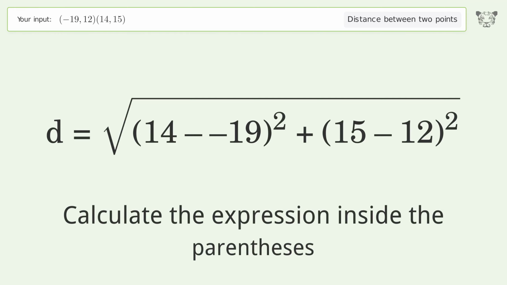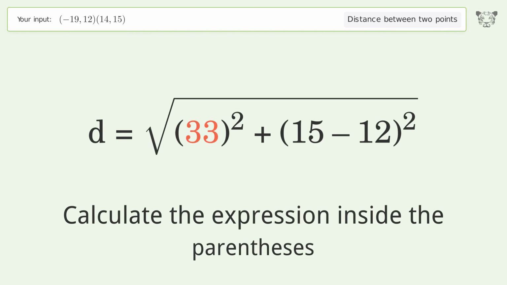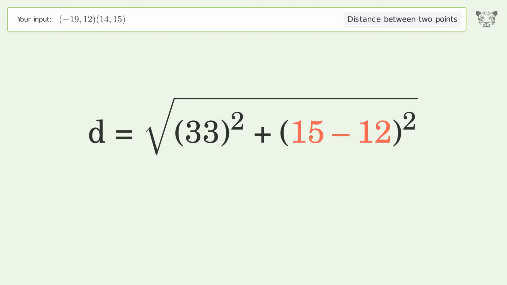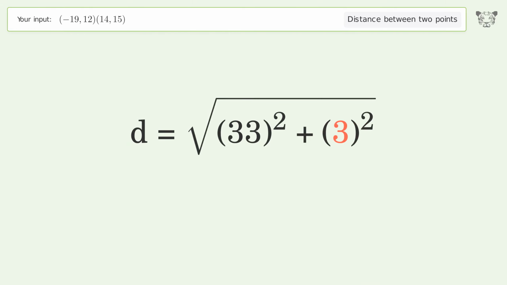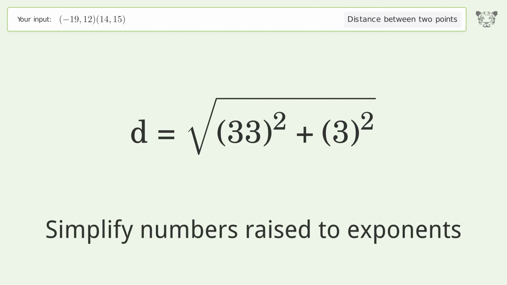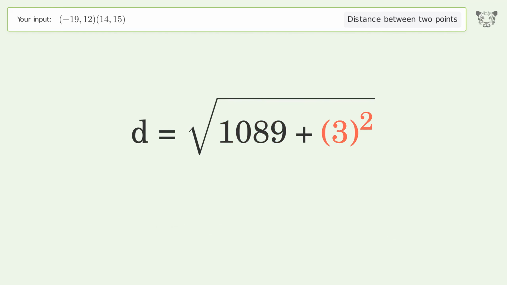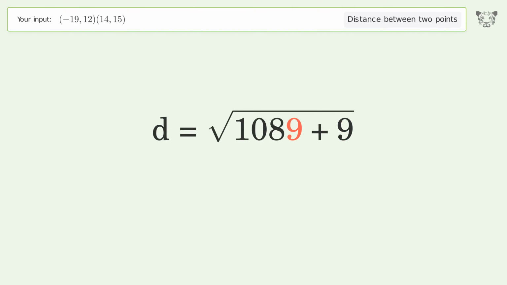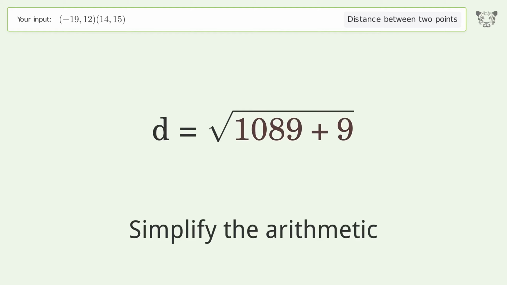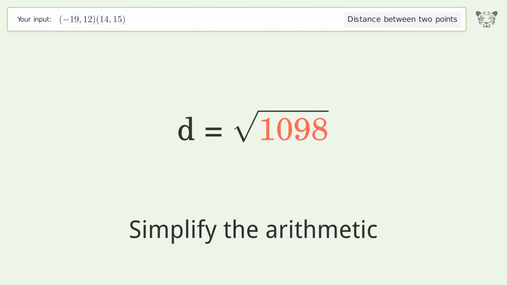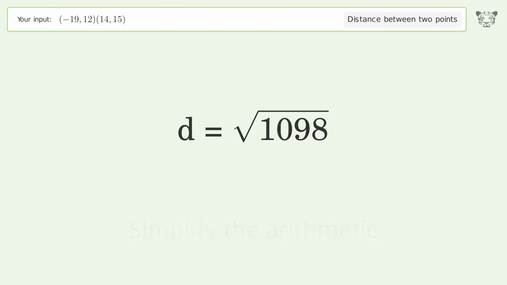Calculate the expression inside the parentheses. Simplify numbers raised to exponents. Simplify the arithmetic. And so the distance between the 2 points is the square root of 1098 or 33.136.